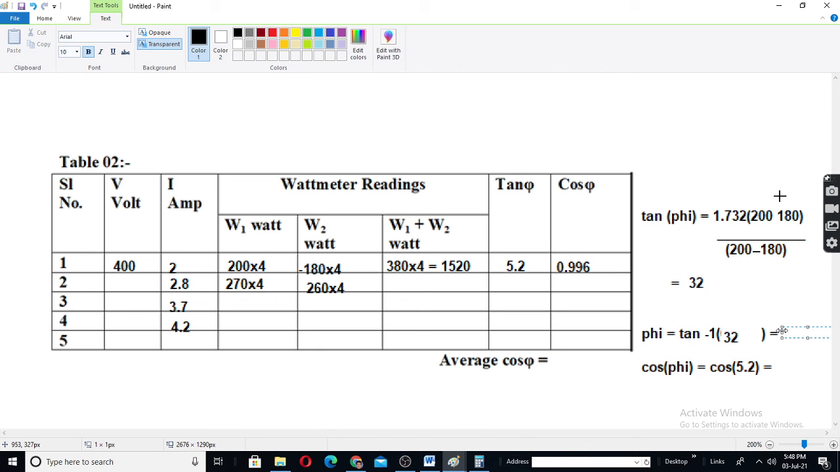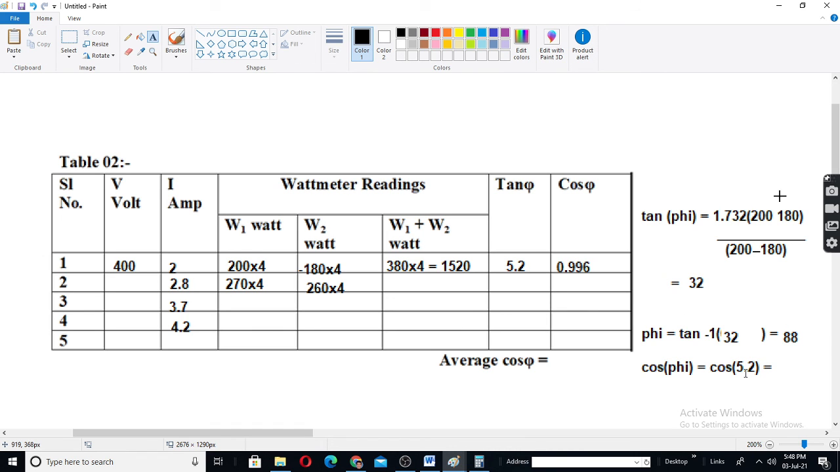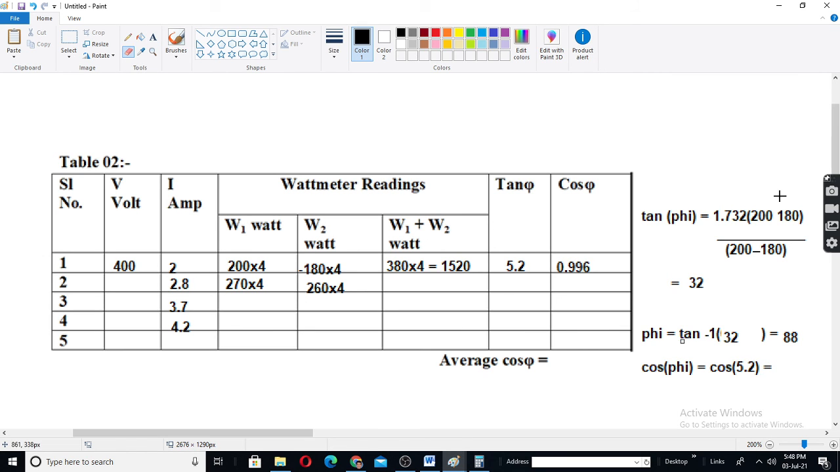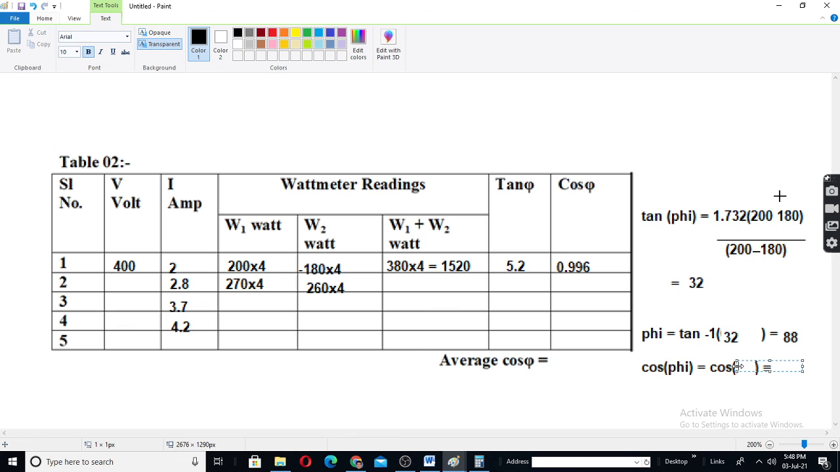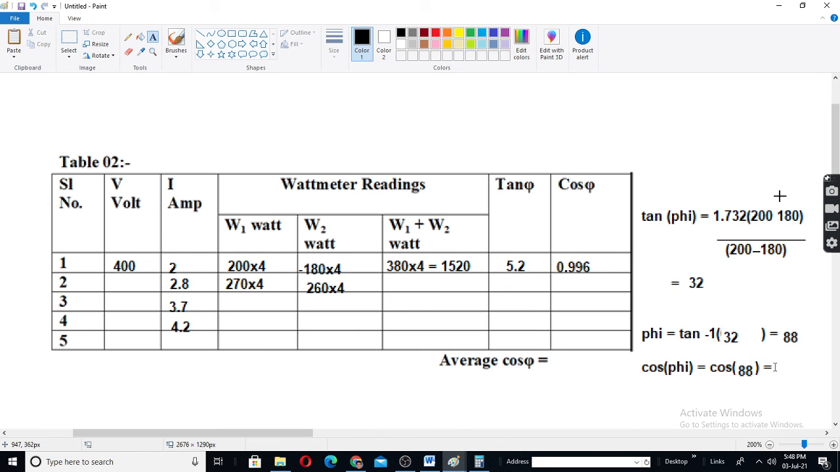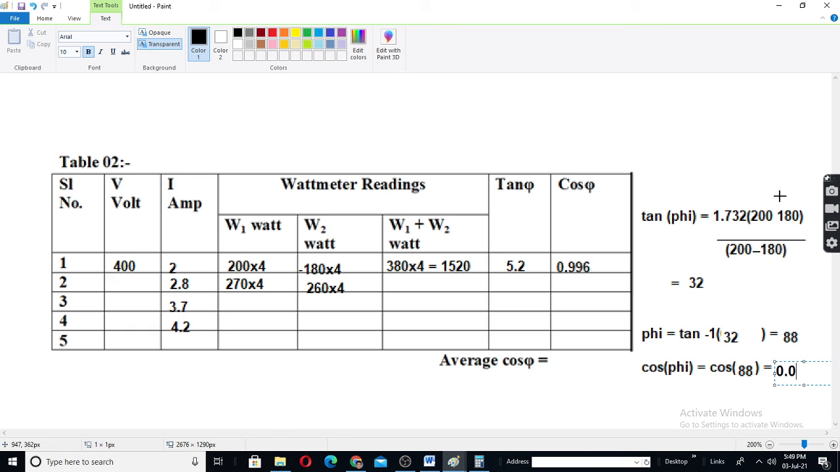When it is 88, then cos phi means cos of 88. You have to put the value 88 in the cos function. Cos 88, you will get 0.031. So right here, 0.031.